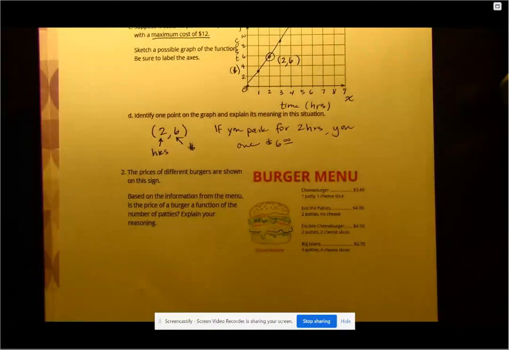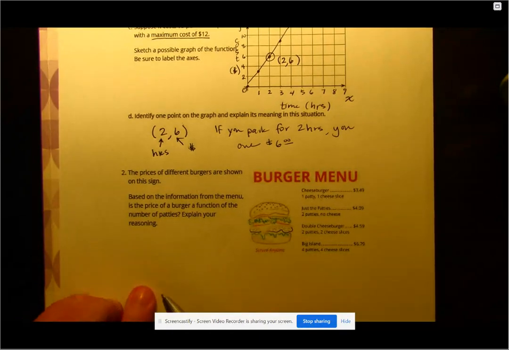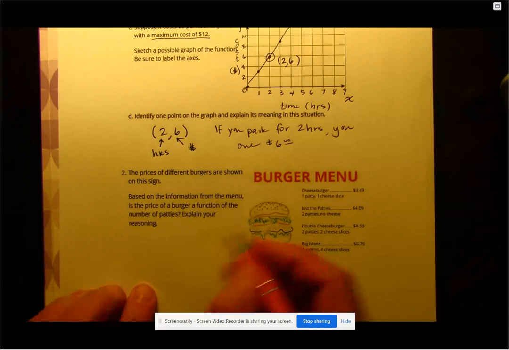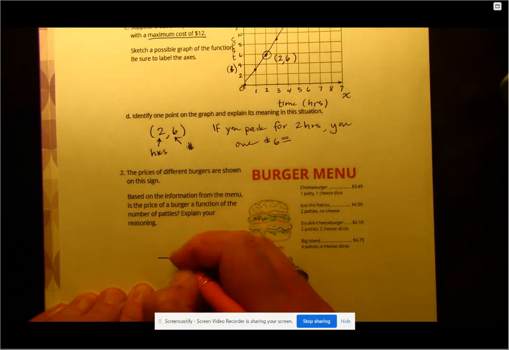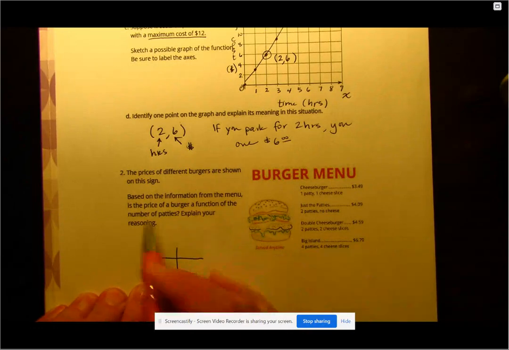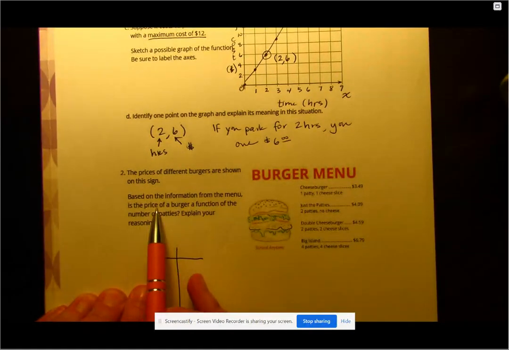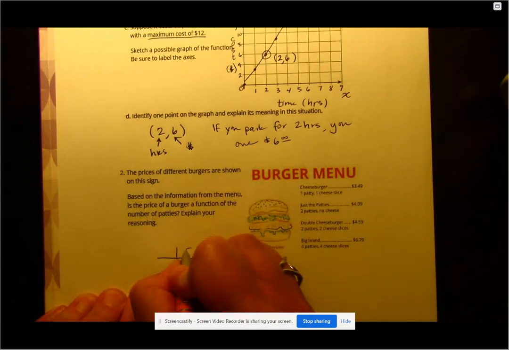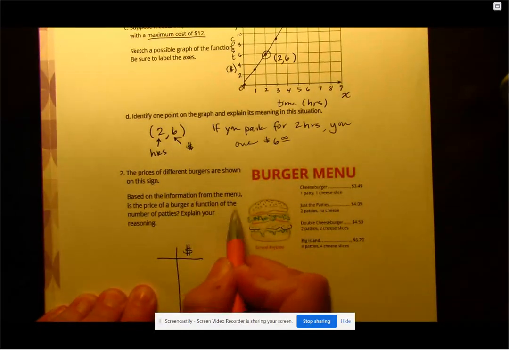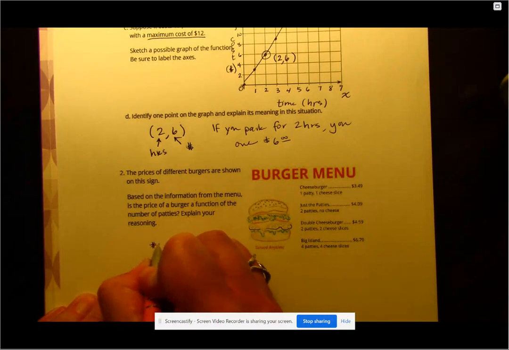This is talking about if something is actually a function. Remember, in order for something to be considered a function, the input needs to have one unique output, only one output assigned to it. I'm going to go like this. This is, I think, the easiest way for me to look at it. Based on this information from the menu, is the price of a burger, so the price, a function of the number of patties?